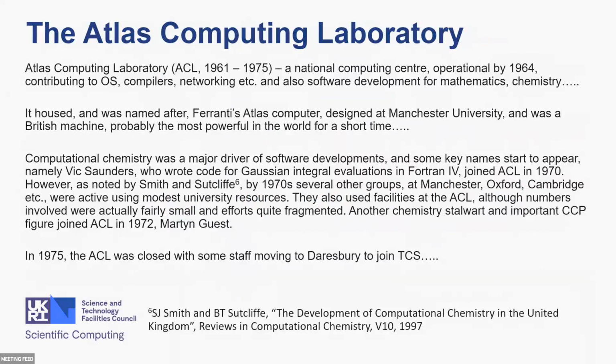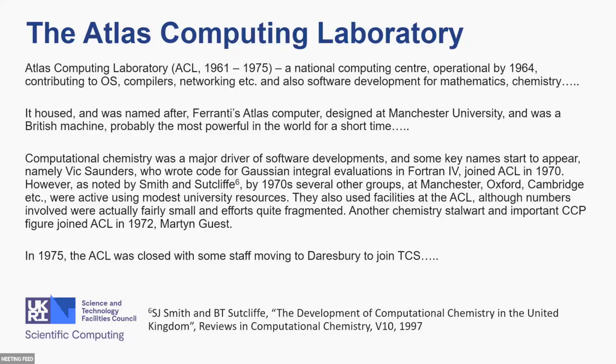And actually, from people who were involved in the chemistry side who later come into the CCPs, you have people like Vic Saunders, who wrote code to solve Gaussian integrals in Fortran 4. A long time ago, I remember Fortran 4. Good. And he joined in 1970.